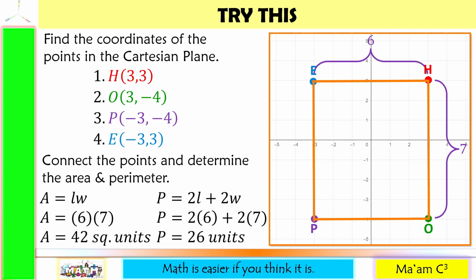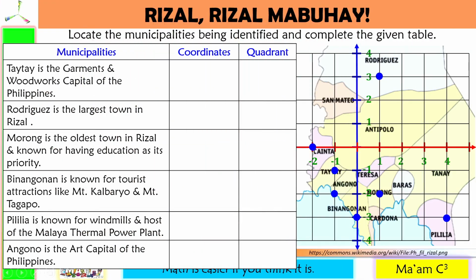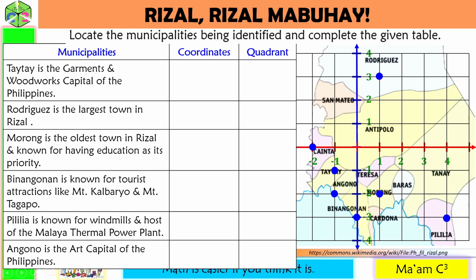Let's have an activity. Let's do this for our extra challenge. Rizal, Rizal, mabuhay. This map here is the map of Rizal. Locate the municipalities being identified and complete the given table. Here are the municipalities. We have to determine their coordinates and their corresponding quadrant. Number 1, Taytay is the garments and woodworks capital of the Philippines.